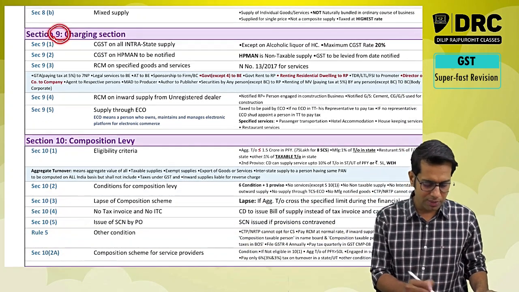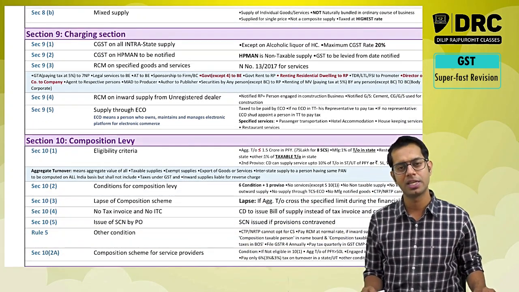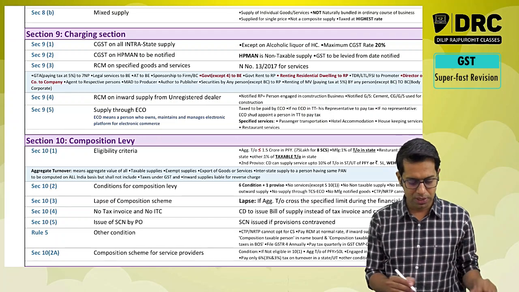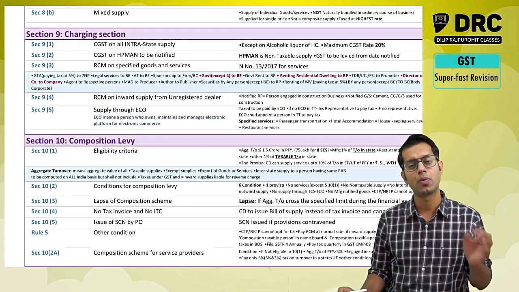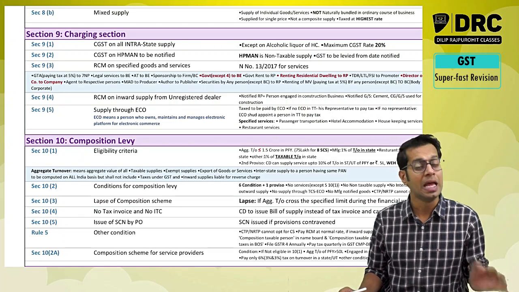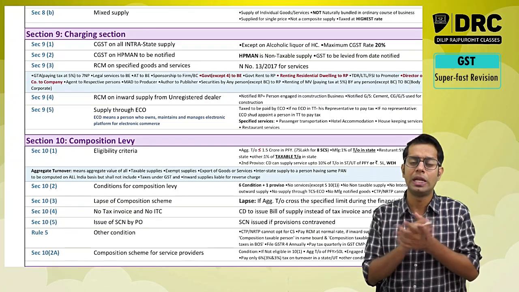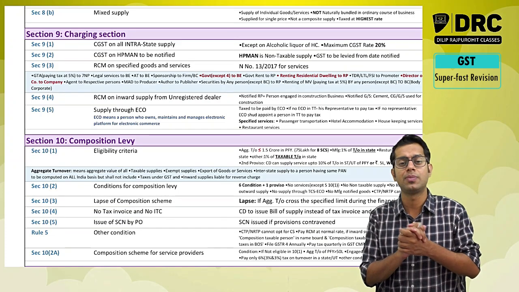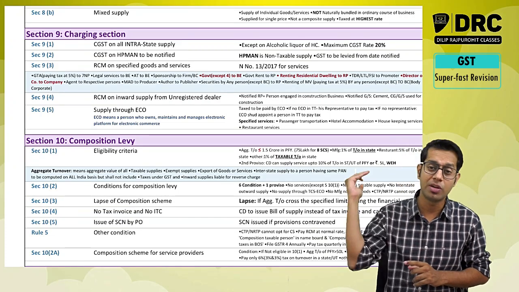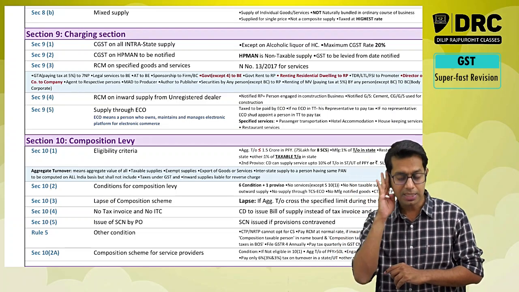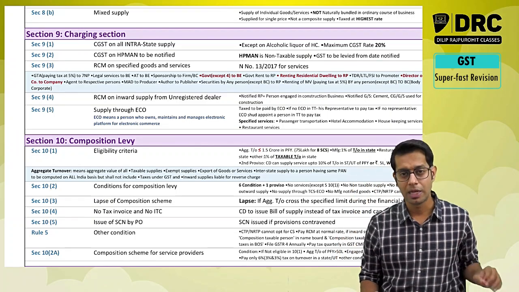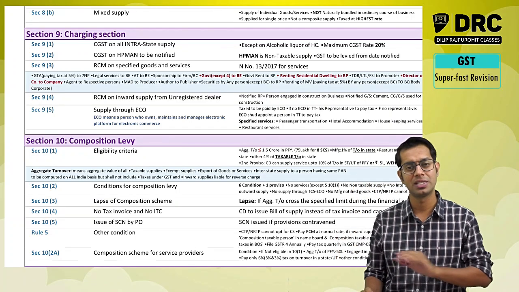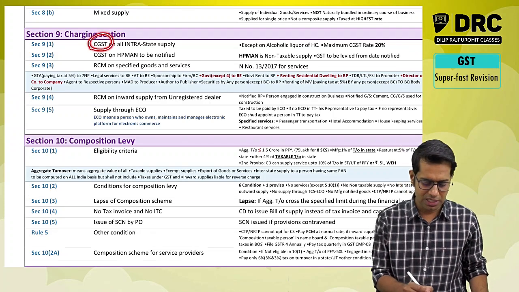Then section 9 talks about the charging section. Section 9 subsection 1 says, subject to the provision of subsection 2, there shall be levied a tax called central goods and services tax on all intrastate supply of goods or services or both, except on alcoholic liquor for human consumption, on a value determined under section 15 at such rates as may be notified by the government not exceeding 20%. Therefore, section 9 subsection 1 says, sir, whenever you are making an intrastate supply, CGST will be levied.